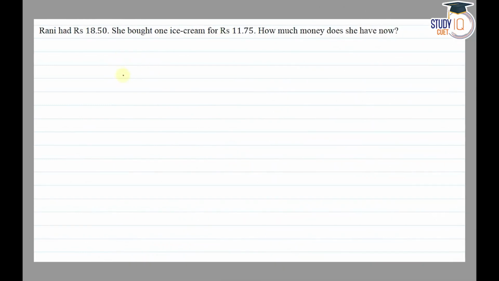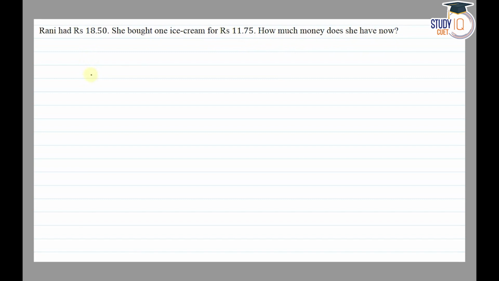Hello everyone, this question appears in class 6 NCERT chapter of decimal. This is fourth question of its exercise 8.6. So the question says that Rani had rupees 18.50. She bought one ice cream for rupees 11.75. How much money does she have now?